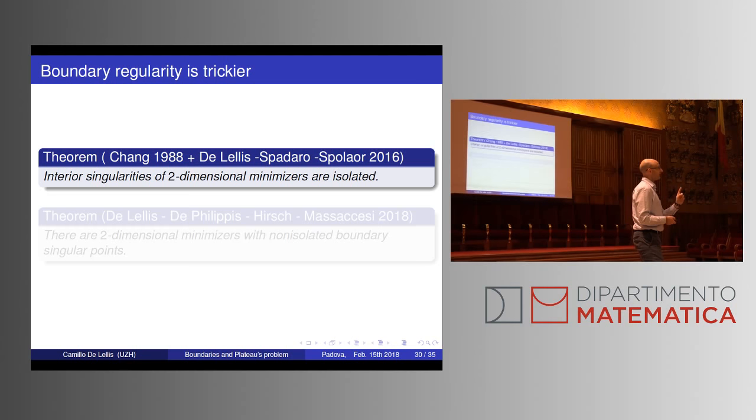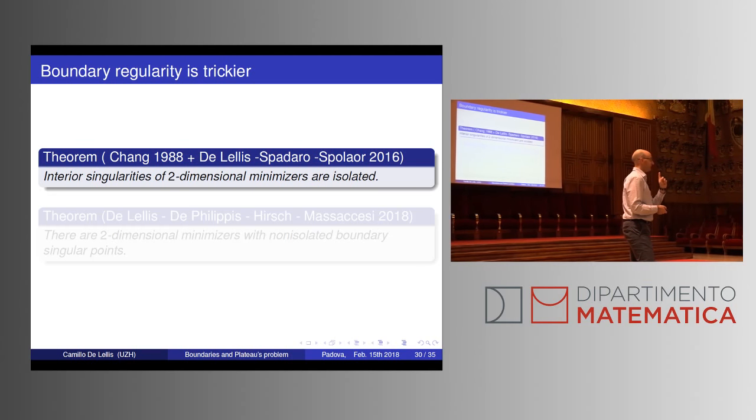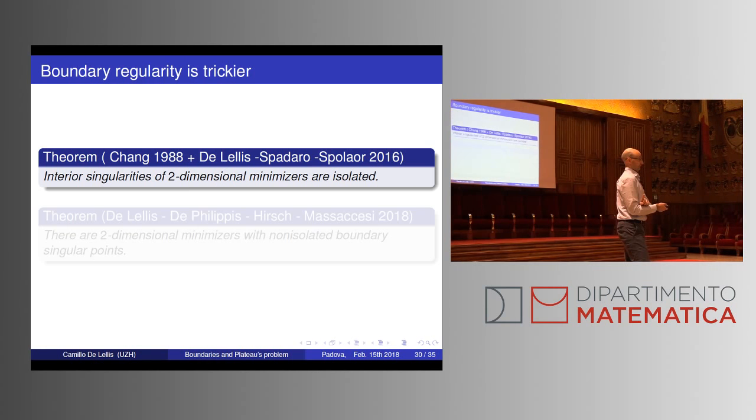Now, another thing which you should be aware of is that we found out that the boundary regularity is much more tricky than the interior regularity. So if you have two-dimensional surfaces, I told you that the singularity can only have dimension 0, but I can actually do something much stronger. I can tell you if there is a singular point, the singular point is isolated. All around that singular point, everything is regular.